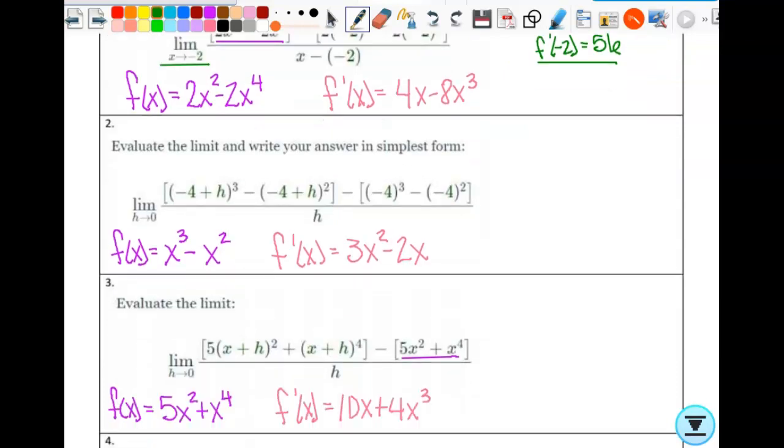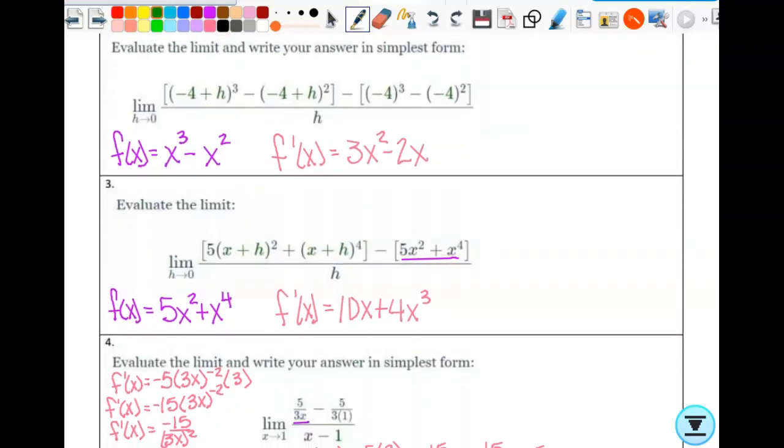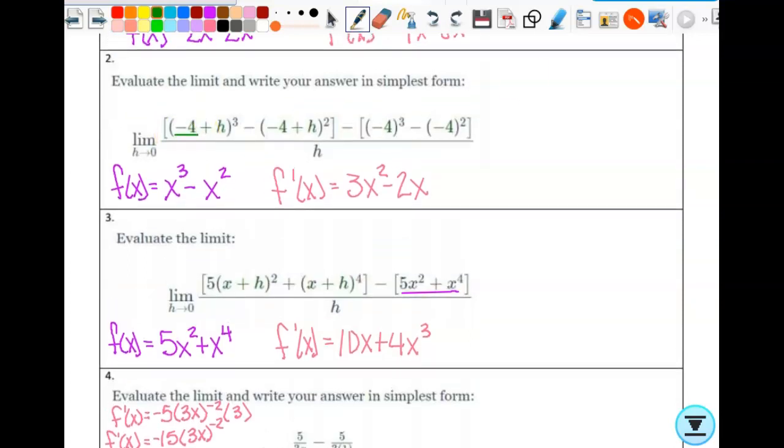Okay, so on number 2, am I actually going to evaluate this at some number? Yes. And what's that number? -4, because this is your x plus h, so that's it right there. So we're going to do f prime of -4. That's equal to 3 times -4 squared minus 2 times -4.